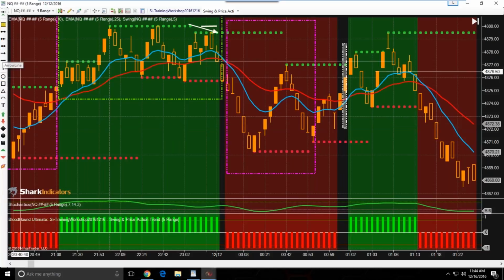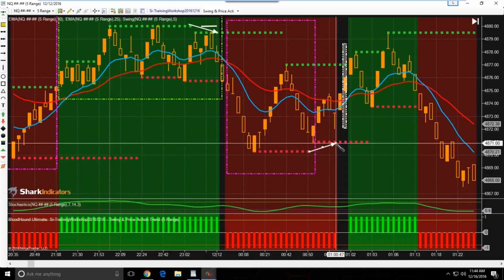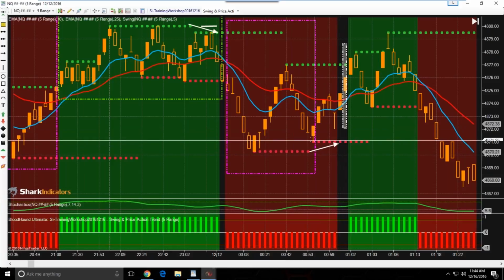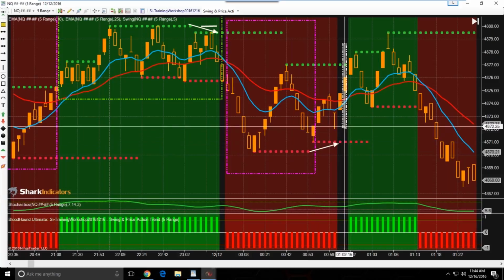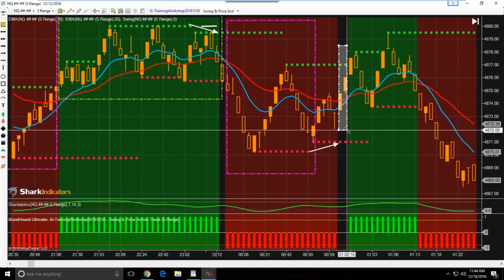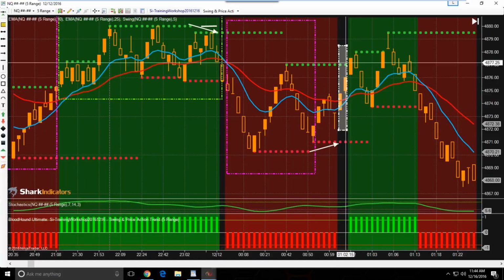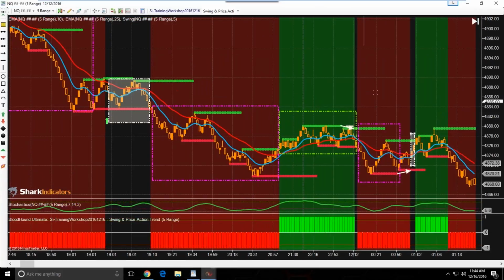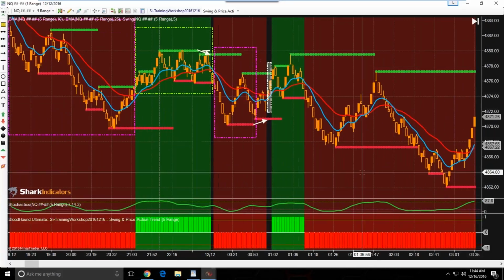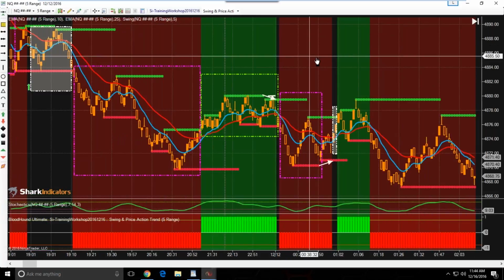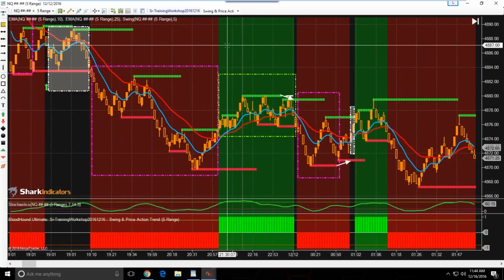Let's see, let's grab an arrow. So once our swing indicator stepped up, once this higher low was identified, then we were able to generate a couple of bars of consolidation until price broke up again, broke above. So yeah, there we go.